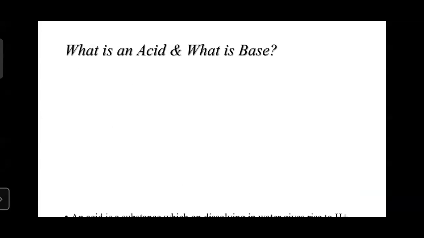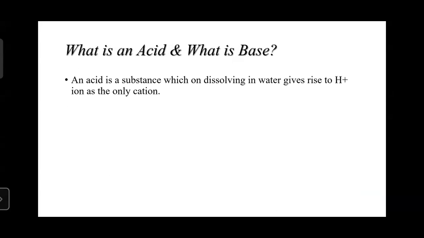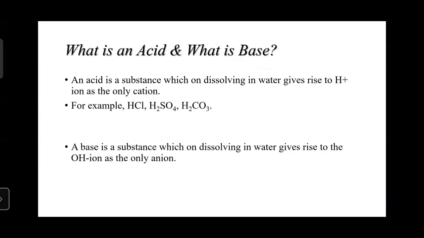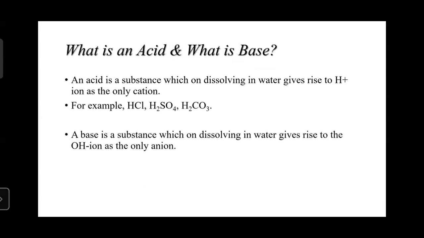Now, what do we mean by acid? Acid is a substance which on dissolving in water gives rise to H plus ions as the only cation. Here are some examples: HCl, H2SO4, H2CO3. In HCl, H plus ions are released. In H2SO4, again H plus ions are there. In H2CO3, there are H plus ions also.